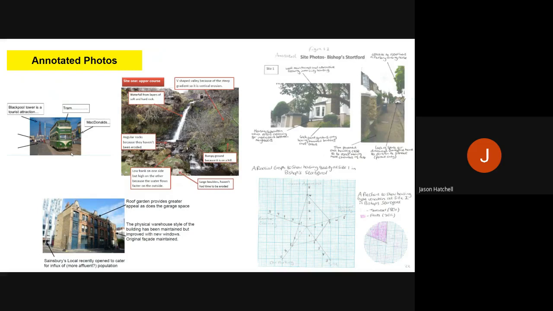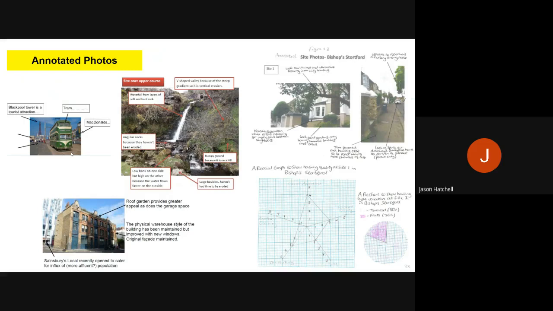You can also see on the bottom left here, there is another annotated photograph, and this is of an old building. And this was looking at gentrification and regeneration in an area. And you can see that the student points out that there's a roof garden providing appeal. The physical appearance is changing. There's new windows. And you can see that they've also pointed out that it relates to population too, as there's a Sainsbury's just beside it that's opened to cater for a more affluent population.